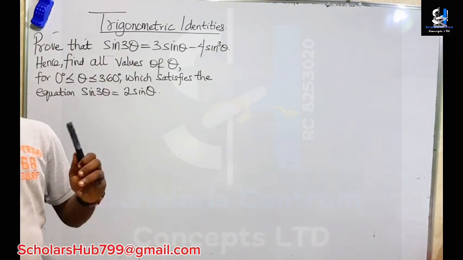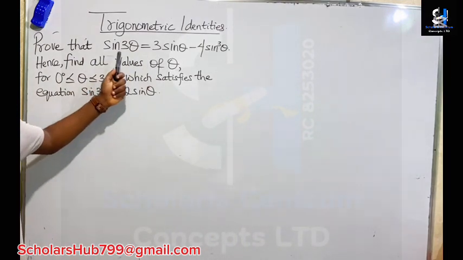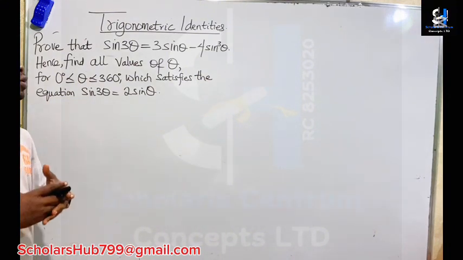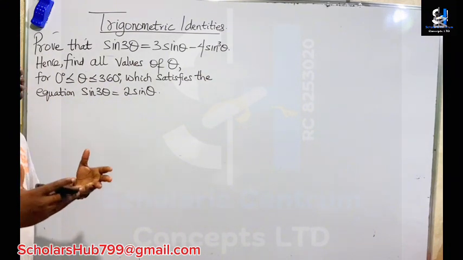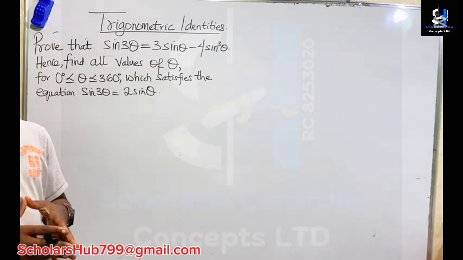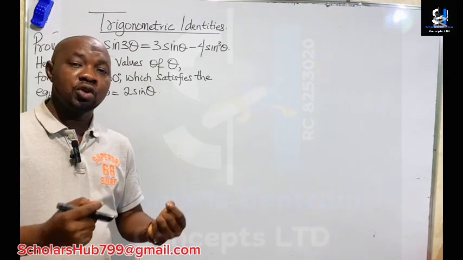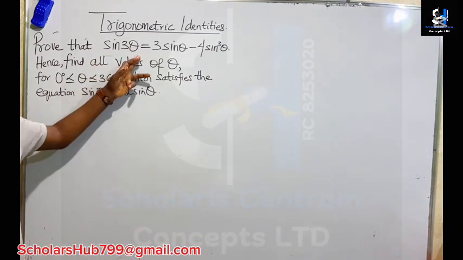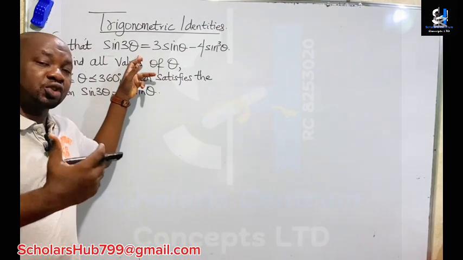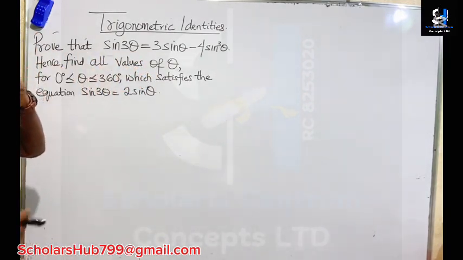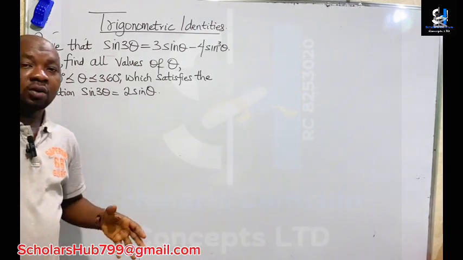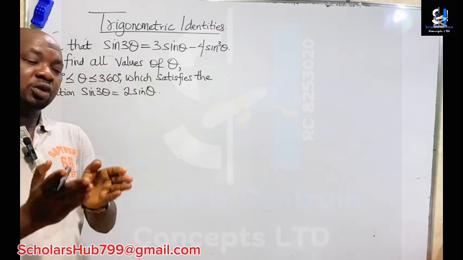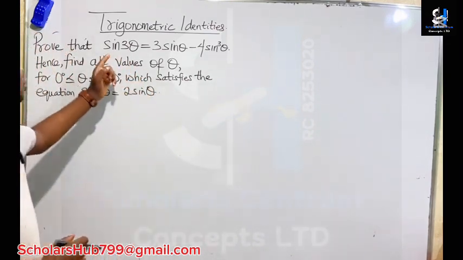Okay, now to prove this identity, this is what we call the triple angle formula. So to prove the identity, sine 3 theta equals 3 sine theta minus 4 sine cube theta, the first thing we need to do is to use what we call the sum formula, that is to express sine 3 theta as the sine of the sum of two angles. Now we can write 3 theta in expanded form as 2 theta plus theta, because 2 theta plus theta is equal to 3 theta.